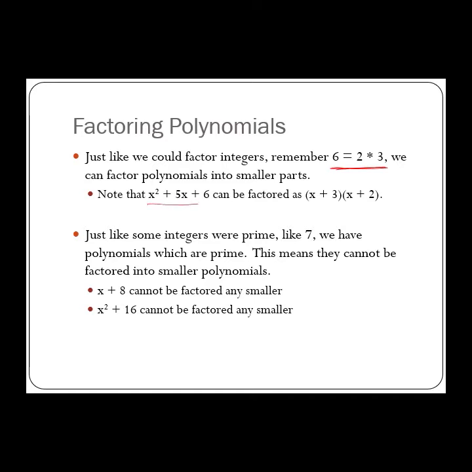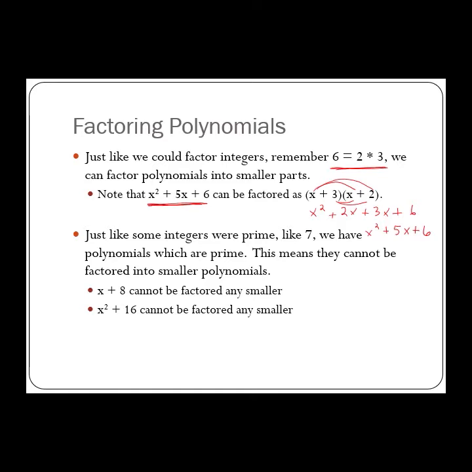And this polynomial, x squared plus 5x plus 6, is what we get when we multiply x plus 3 times x plus 2. We can check that. We get x squared plus 2x plus 3x plus 6, which is x squared plus 5x plus 6. So we can say that x plus 3 and x plus 2 are factors of x squared plus 5x plus 6.